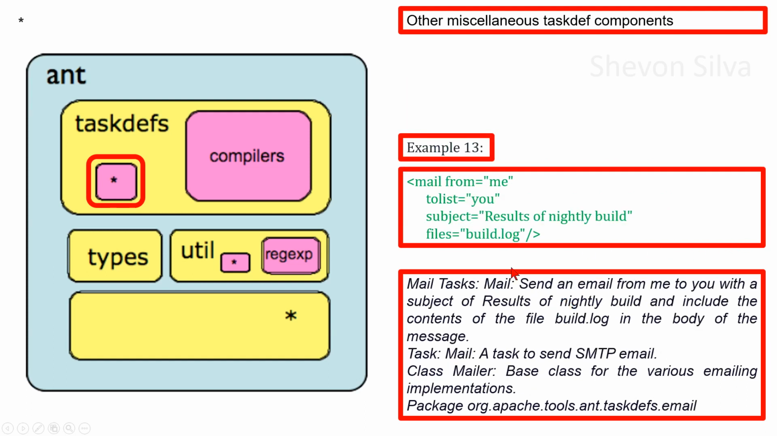Now we are considering mail in mail tasks. Send an email from me to you with the subject of results of nightly build, and include the contents of the file build.log in the body of the message. Task mail, a task to send SMTP email. With regard to the API, class Mailer, the base class for the various emailing implementations. This is in the package org.apache.tools.ant.taskdefs.email.